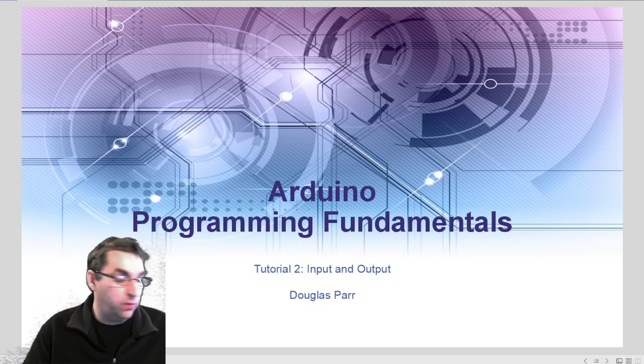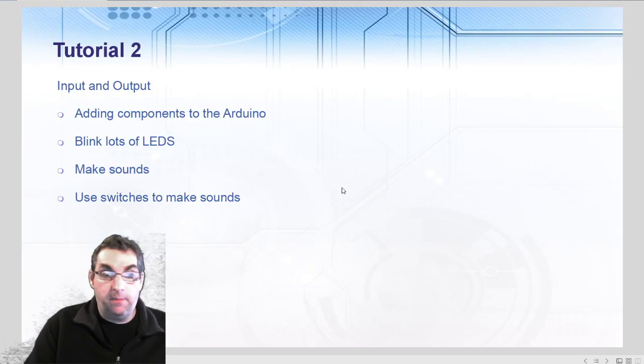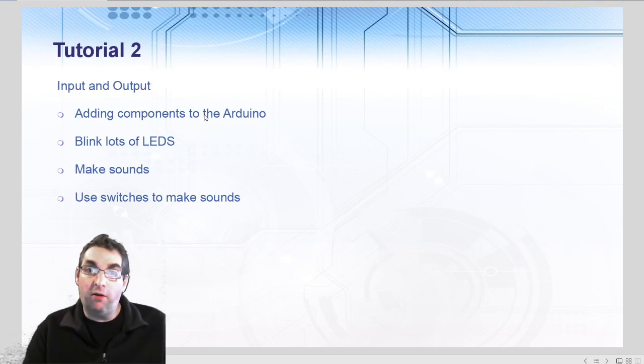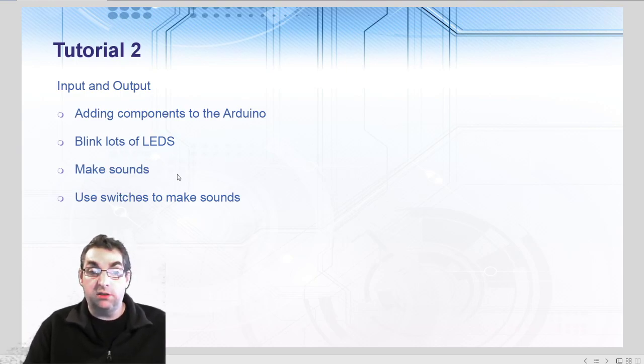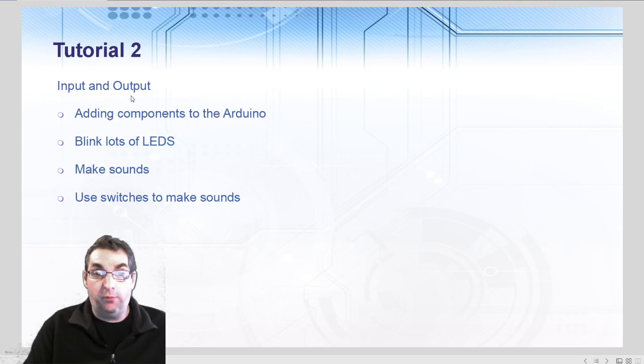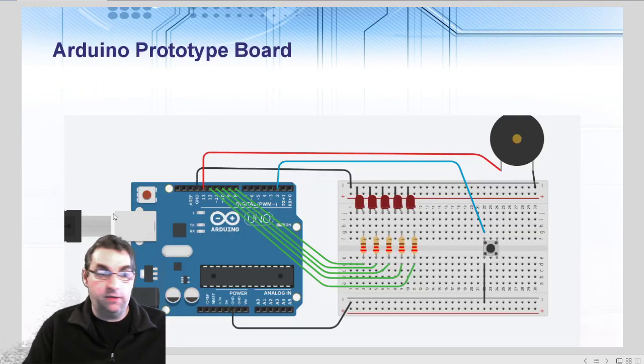So in this lesson we are going to be making some inputs and outputs. Obviously we're going to add some components to our Arduino, we're going to flash a lot of LEDs, we're going to want to make some little sound effects, and then we're going to use the switches to make some sounds. The switches will become our input, whereas our LEDs and speakers are our output to the system. The sort of thing we're going to be aiming to make will be something a little bit like this.